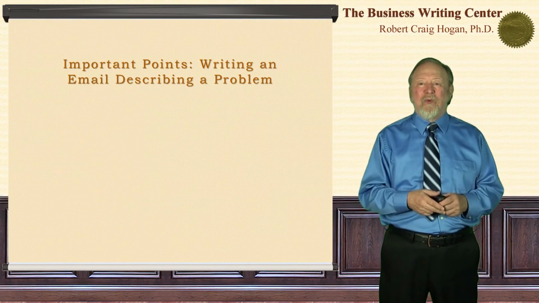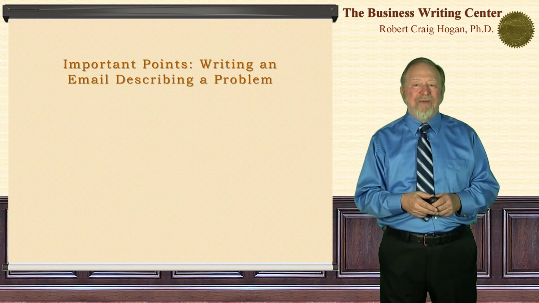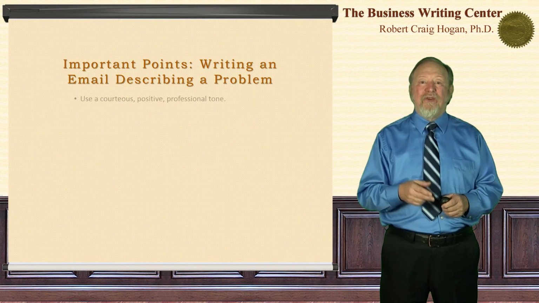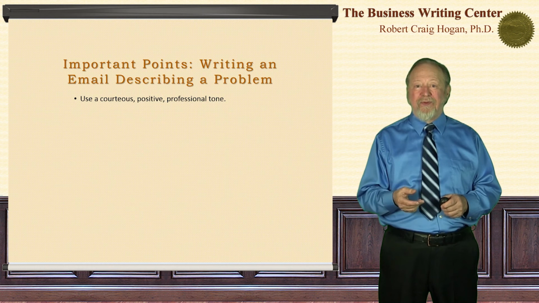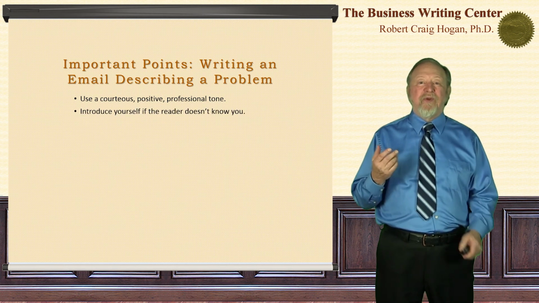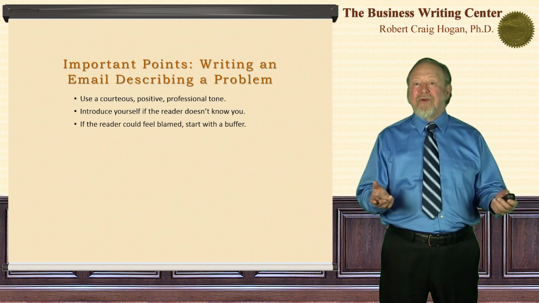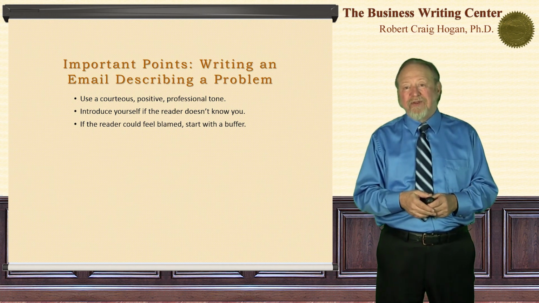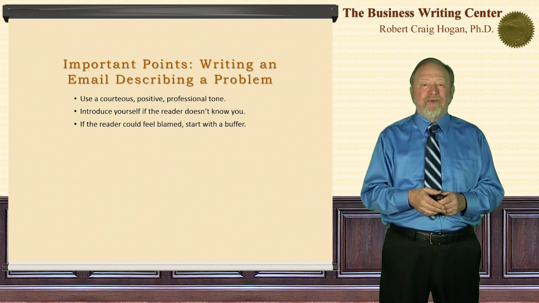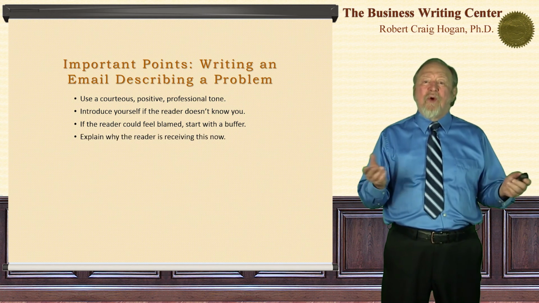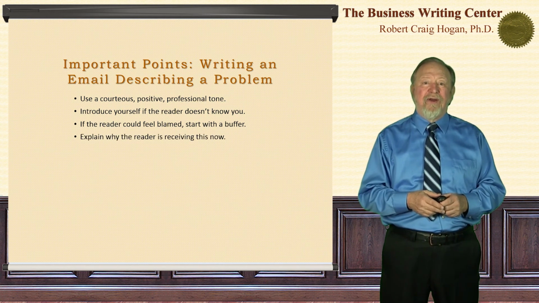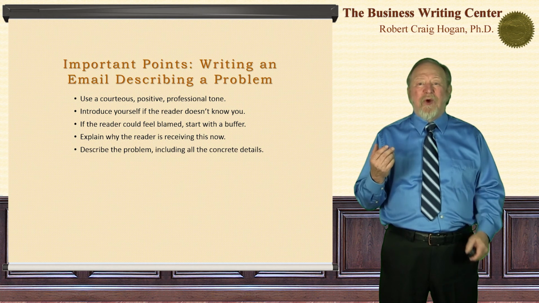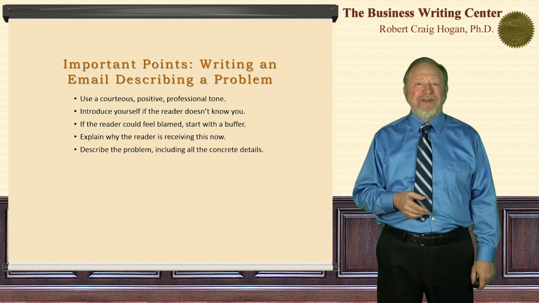These are the critical points required to write a clear email describing a problem. Use a courteous, professional tone. Introduce yourself if the reader doesn't know you. If the reader could feel blamed or otherwise negative about the message, start with a buffer that gives the reader your positive feelings about the situation. Explain why the reader is receiving this now. Describe the problem, including all of the concrete details.